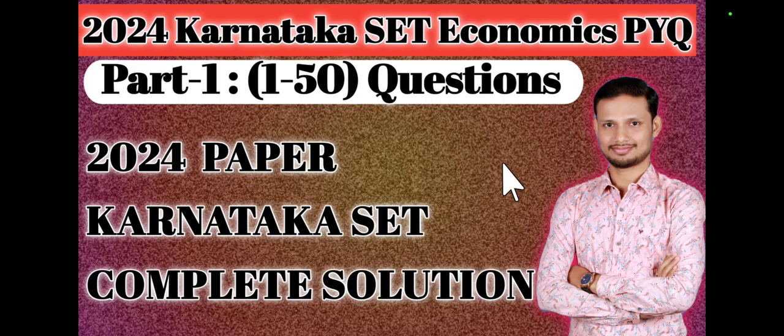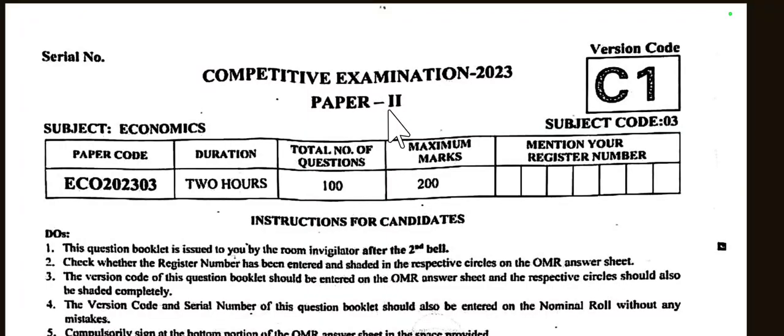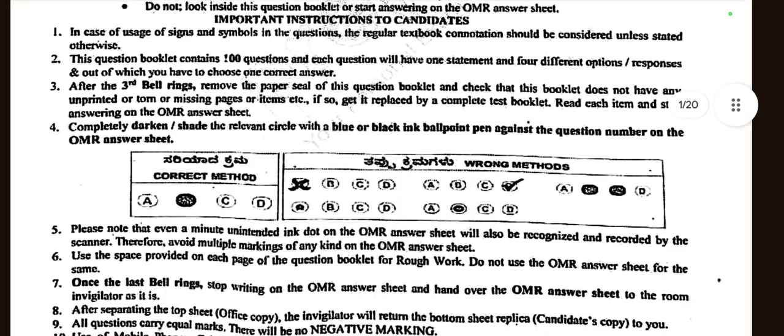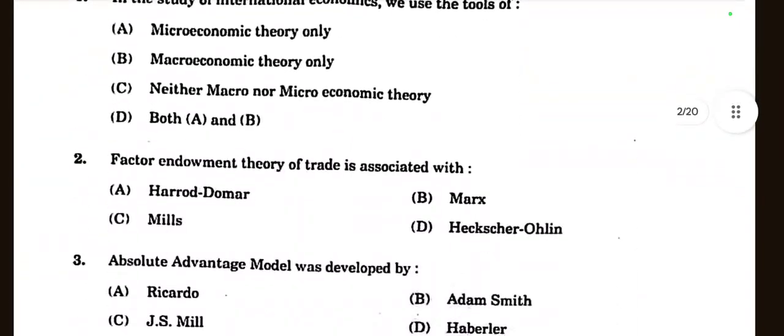So let's start today's session. So this is your Karnataka State economics paper 2023, but the exam was held in 2024, so it's the 2024 paper. The paper code is C1, means it is the C set, A B C D. So this is a C set question. So let's start today's questions.